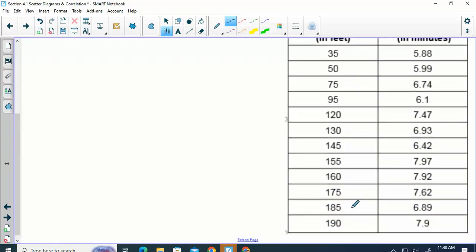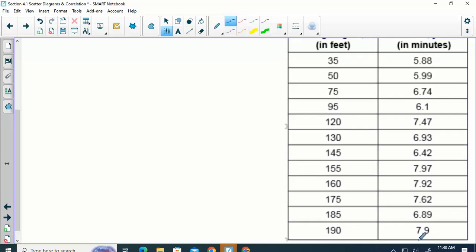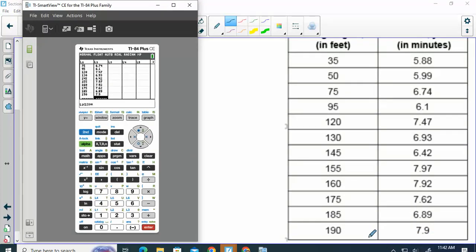So you need to go into your list. Your first column, the x will go in L1, the y would go in L2. Everybody get your data entered?